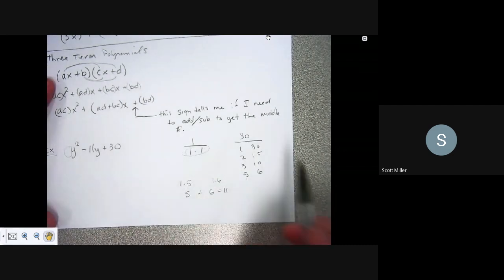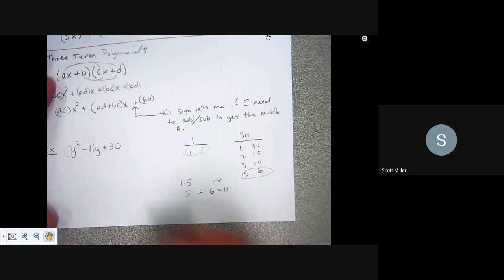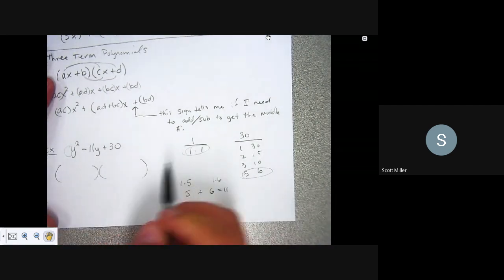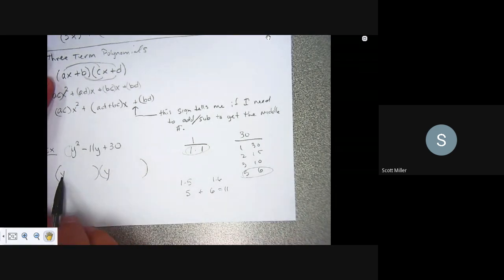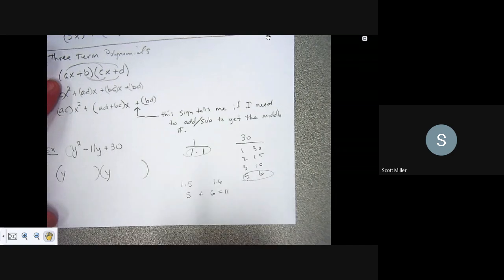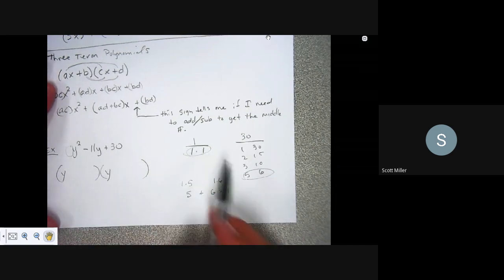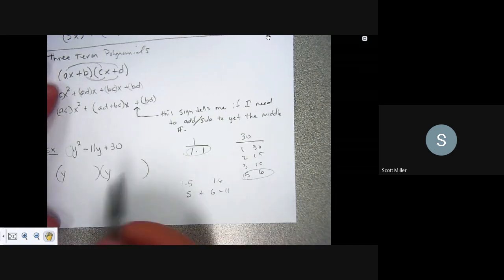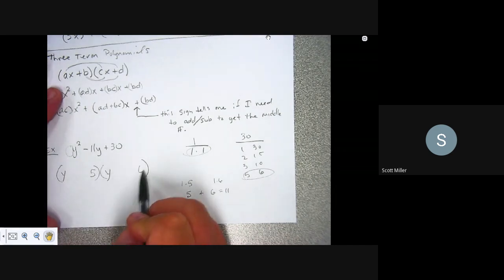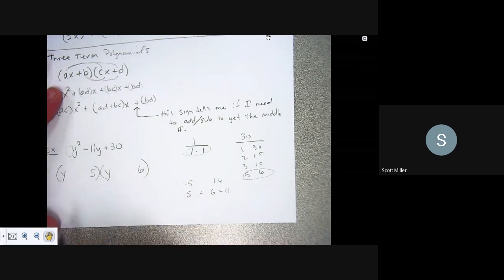These numbers are A and C. These numbers are B and D. I always put the front numbers in first. 1 and 1 with the variable y. Does y times y equal y squared? Yes. Always check to make sure you're doing things properly. Because these are both the same, it doesn't matter too much. So then put a 5 in and a 6 in the back. 5 times 6 is 30.